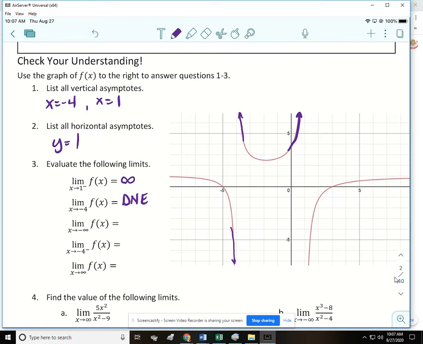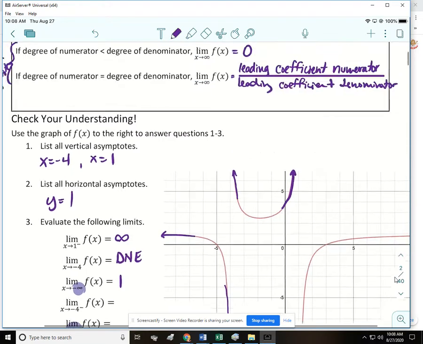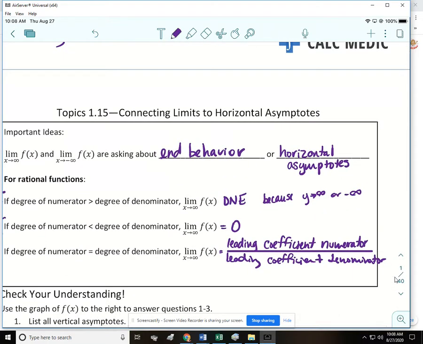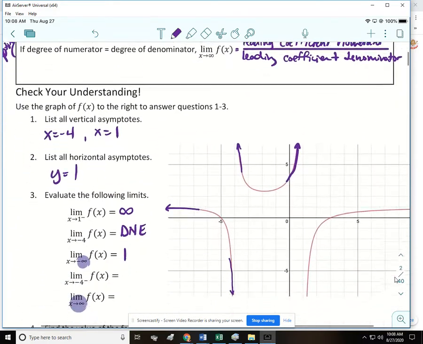Okay, the limit as x approaches -infinity of f of x, so this means that we're going as far as we can to the left. That graph is flattening off where y is 1. So the horizontal asymptote is 1. That limit as x approaches -infinity is also 1. So try to remember when you're approaching infinity or -infinity, you're looking for the end behavior, which is going to be the horizontal asymptotes.